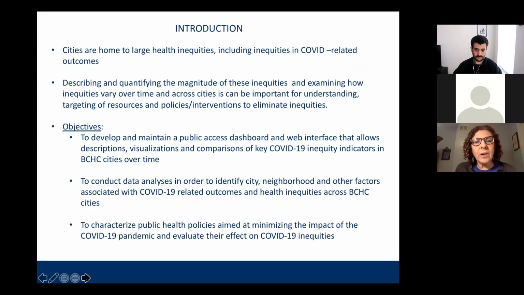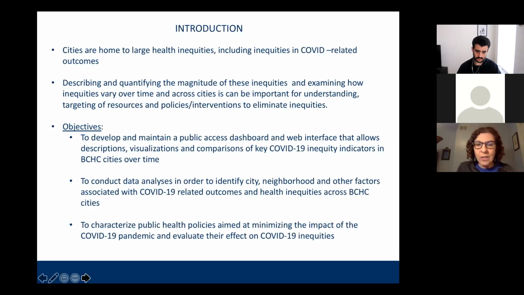As you all know, cities are home to large health inequities, including inequities in COVID-19 related outcomes. And describing and quantifying the magnitude of these inequities and examining how inequities vary over time and across cities can be important for understanding the drivers of health inequities, for targeting resources, and also, most importantly, for developing policies and interventions to eliminate inequities. And so this dashboard is really nested within a broader project that includes as its first objective to develop and maintain a public access dashboard and web interface that allows descriptions, visualizations, and comparisons of COVID-19 outcomes, and in particular, COVID-19 inequity indicators in cities of the Big Cities Health Coalition over time.